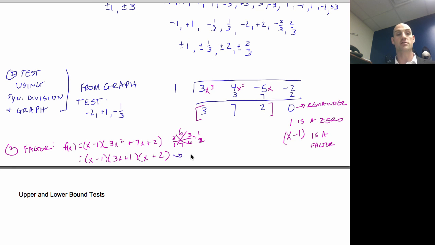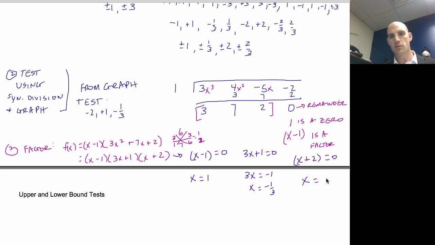Well, what that means in terms of my zeros is this. x minus 1 equals 0. So therefore, x equals 1. 3x plus 1 is a 0. And so that would be 3x equals minus 1, so x is equal to minus 1/3 is a zero. x plus 2 equals 0, so x equals negative 2 is a zero. These are my zeros right here.